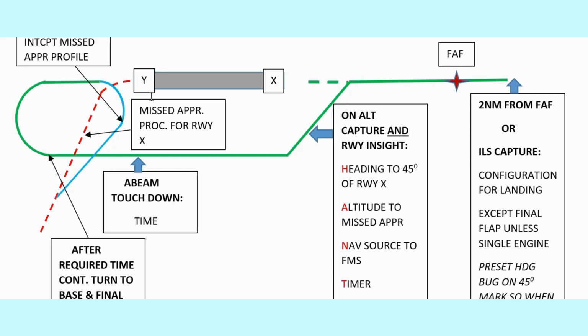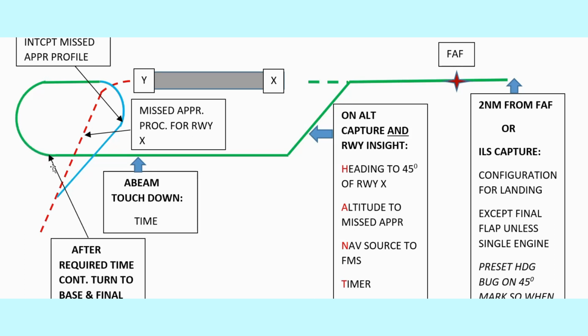And those are timings you will set once you've passed abeam the touchdown point of runway Y in this case. And also cater for the wind. So if you have a tailwind, you will have less timing. If you have a headwind, you'll have a larger timing, so that you can counteract the effects of the wind to give you a good turning profile on the base leg.